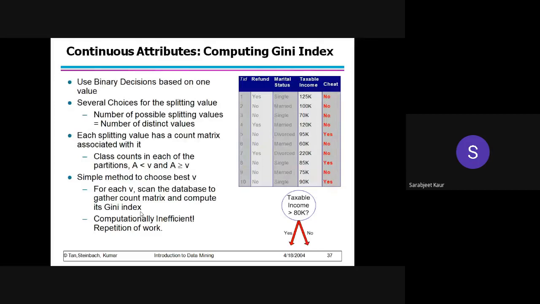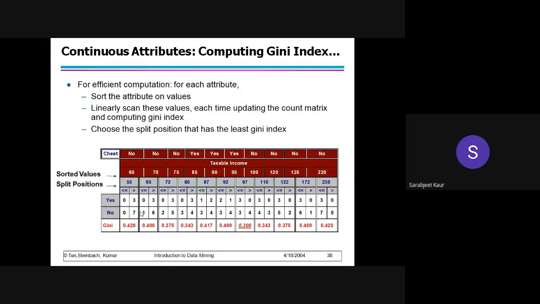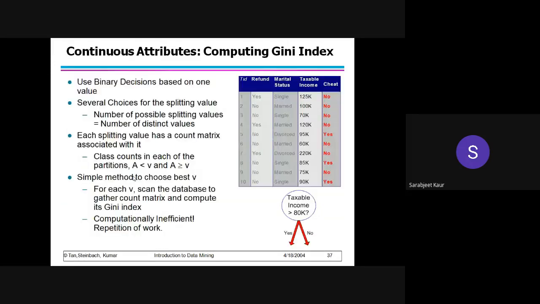Then what about the continuous values? For the continuous values, please see, for example, we had that taxable income example that we saw. So cheat no, and correspondingly, this was the taxable income. Now what we have done is we have divided the taxable income into these actual values, and we suppose certain values ourselves. Now what we do is we keep on scanning the data. For example, this is the data.